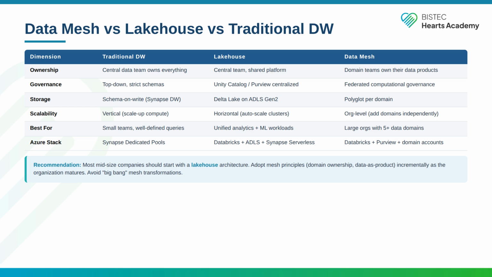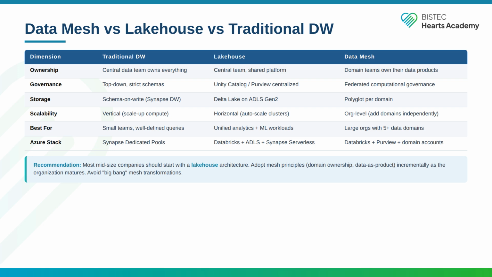In a Lakehouse, you still have a central team, but with a shared flexible platform. Governance uses Unity Catalog or Purview. Storage is Delta Lake on ADLS Gen 2. This architecture supports both analytics and machine learning workloads on a single platform. Data mesh takes a fundamentally different approach. Domain teams own their own data products. Governance is federated, meaning each domain follows shared computational policies. Storage can be polyglot, with each domain choosing what works best. This shines in large organizations with 5 or more data domains.